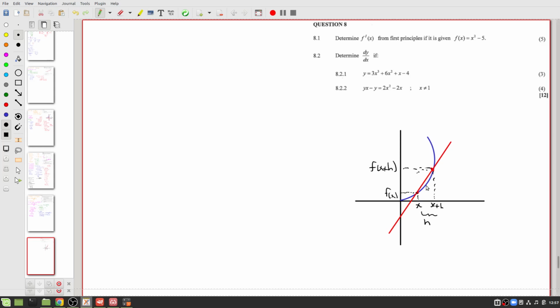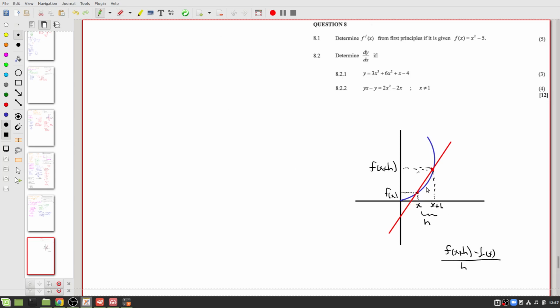Right, so approximating the gradient by using the straight line gradient, we would say it's change in y divided by change in x, right? So the top would be f of x plus h minus f of x. So the change in the y values divided by the change in the x values. So x plus h minus x. Right, but x and x cancel out. So we just have h left at the bottom. So that's our formula for the gradient.